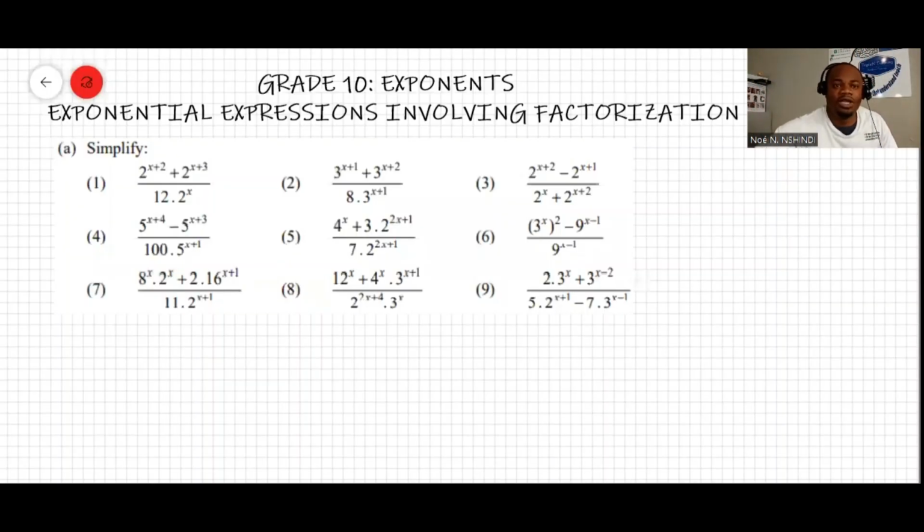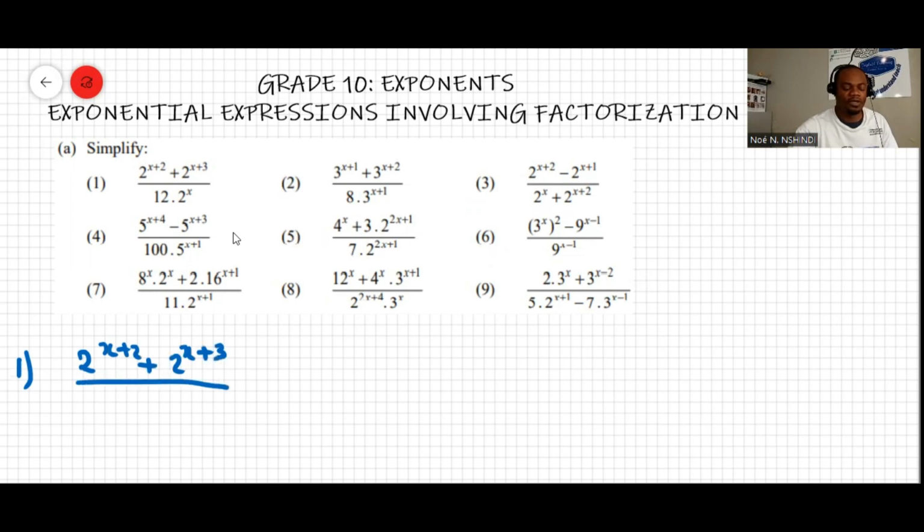Well, sometimes we have exponential expressions involving factorization, like in these cases. Okay, so let's start with question 1. We have 2 to the x plus 2 plus 2 to the x plus 3 all over 12 times 2 to the x. Now to solve this, we need to break down the terms.